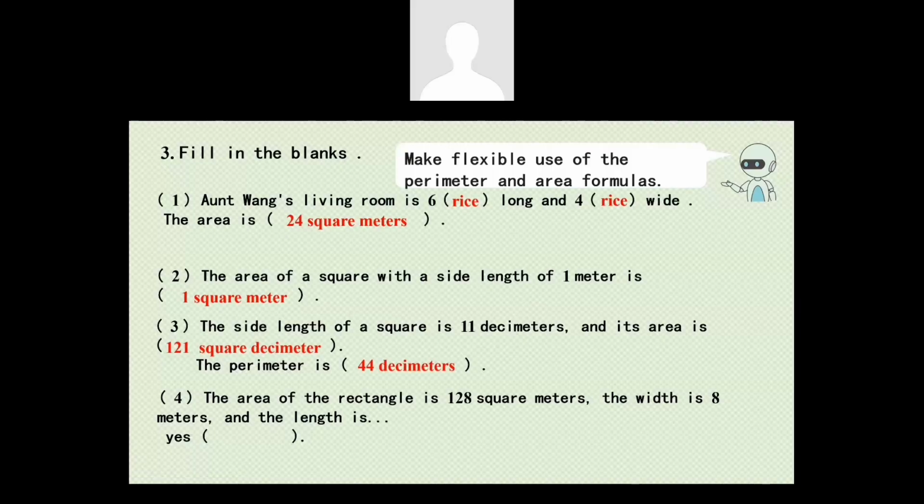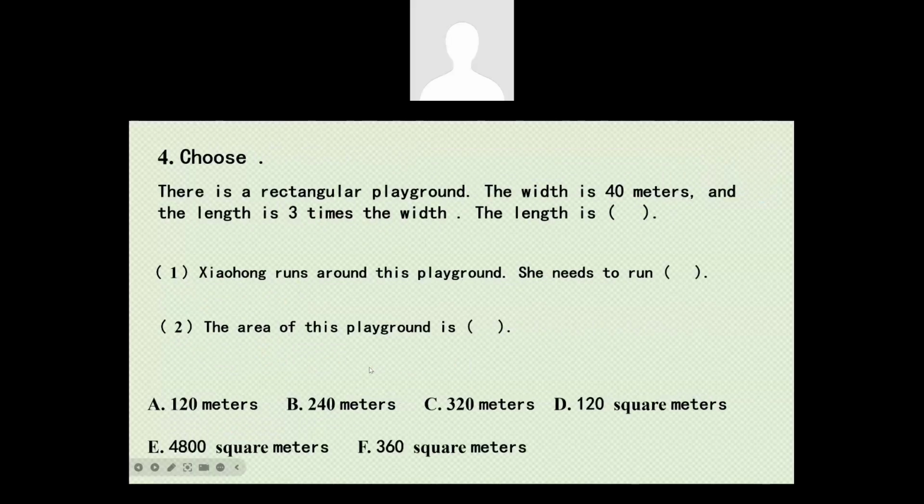And the fourth: the area of a rectangle is 128 square meters. The width is 8 meters and the length is 16 meters.